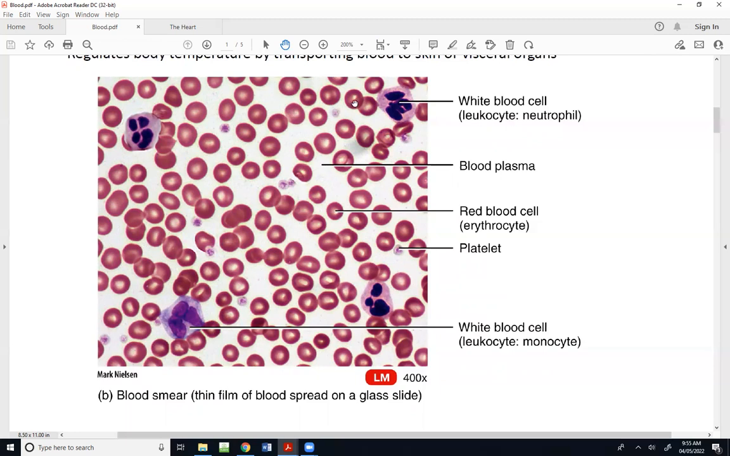Then you've got these bigger cells called white blood cells, and there's 5 different types of them. We see a couple of them labeled here, leukocyte, neutrophil, and then down here, monocyte. These little specks here are the platelets. In between those cells is the plasma.